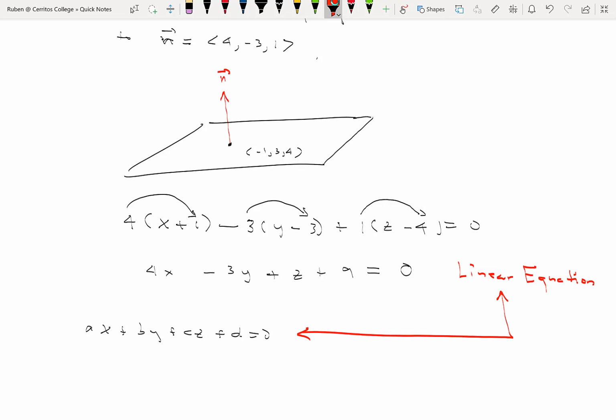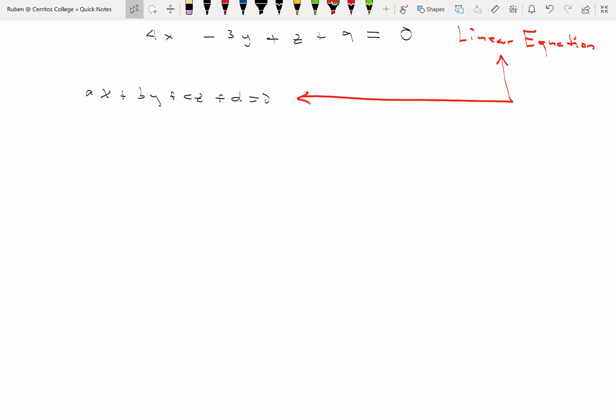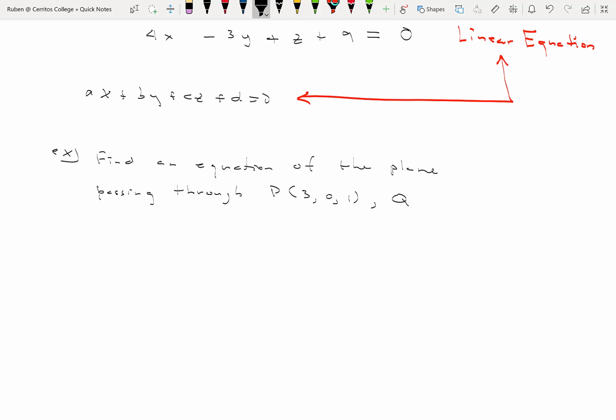Let's take a look at an example. So for example, find an equation of the plane passing through 3 points, P (3, 0, 1), Q (-1, 2, 3), and R (-2, -1, 4). A little sloppy there. Okay.